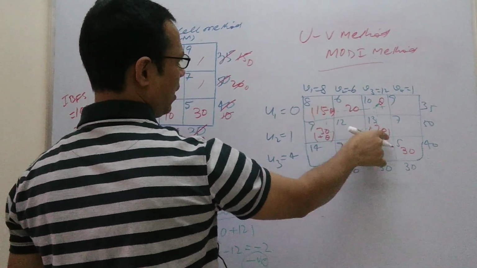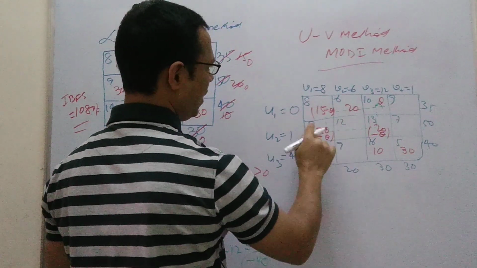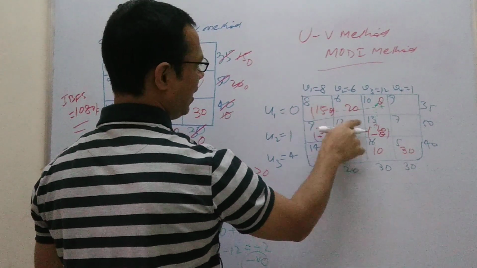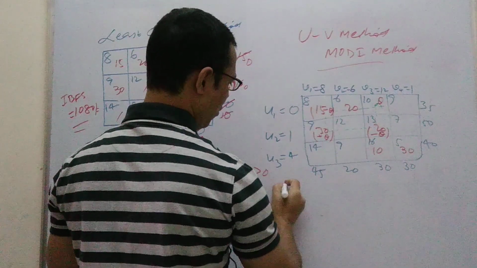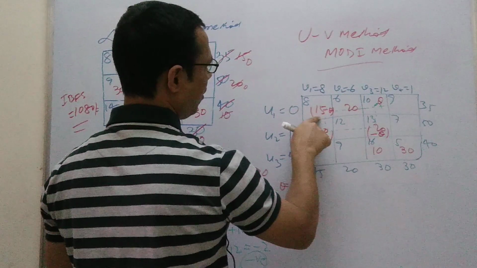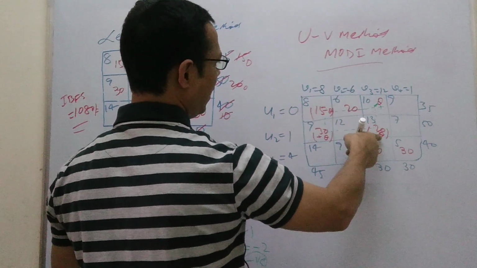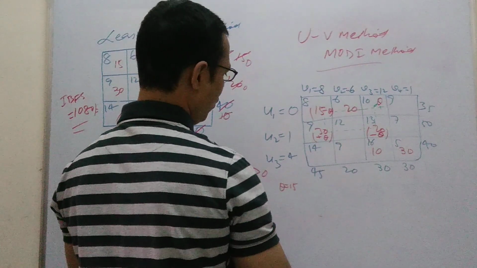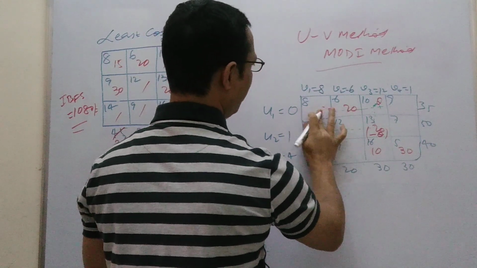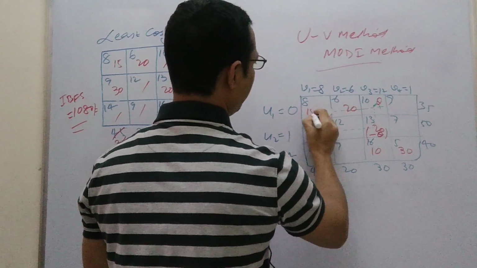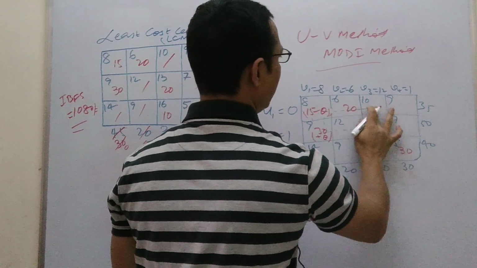We need to check the negative values: 15 minus theta and 20 minus theta. For the negative theta we need to find which theta is less, because the least positive value is theta. If we put theta equal to 15, this result will give zero and this will become 5. If we consider theta as 20, this will become negative, and negative is not allowed. So the maximum value of theta is 15. If we put 15 here, this becomes 15 minus 15. So theta is 15.